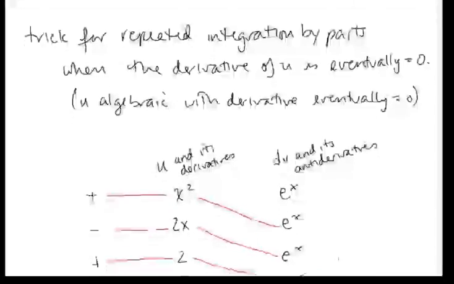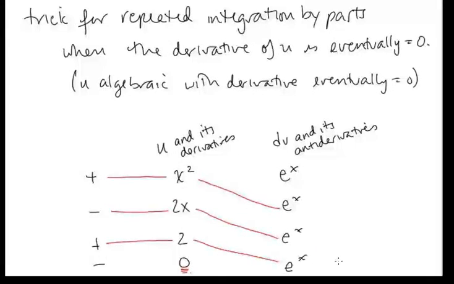Now, for repeated integration by parts, when the derivative of u is eventually 0, there's a shortcut way to do it, a tabular way to do it. So for example, the problem that we just looked at, integral of x squared e to the x, u was equal to x squared, dv was equal to e to the x dx. So what you want to do here, in the case, again, only when u has derivative that's eventually equal to 0 is this useful. What you want to do is list u and its derivatives. So x squared, 2x, 2, 0. We can stop there. Next to that, we're going to list dv and its antiderivatives.